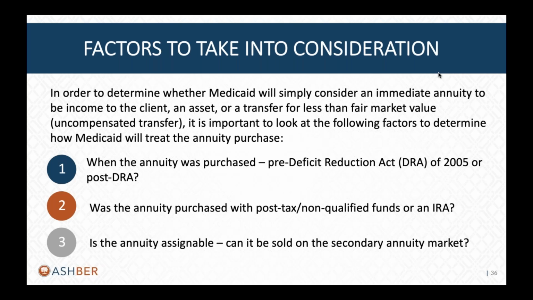Factors to take into consideration when we're looking at an existing immediate annuity contract that a client has already purchased to determine whether it will meet the Medicaid qualifying standards or if it will be considered an asset or a transfer for less than fair market value or an uncompensated transfer. There's several things that need to be considered, and one of the things would be when the annuity was purchased.